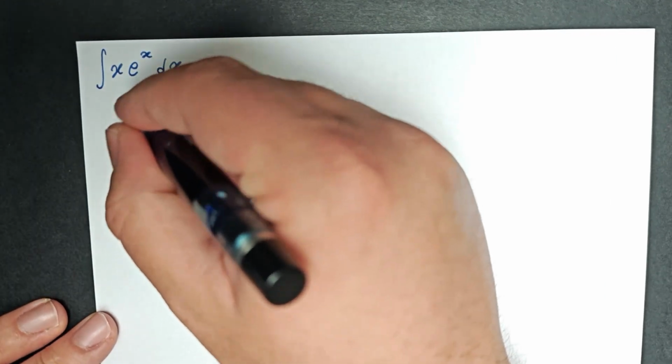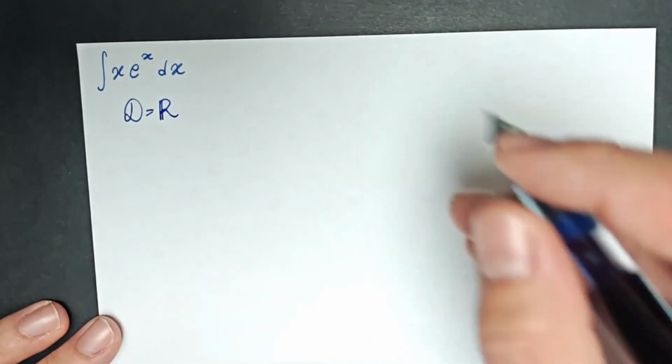As always, when solving an integral, the first thing that needs to be done is determining the area in which that integral is defined. For this integral, it is easy to see that the area in which it is defined is the entire set of real numbers.